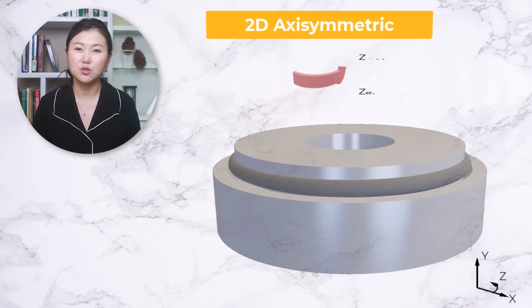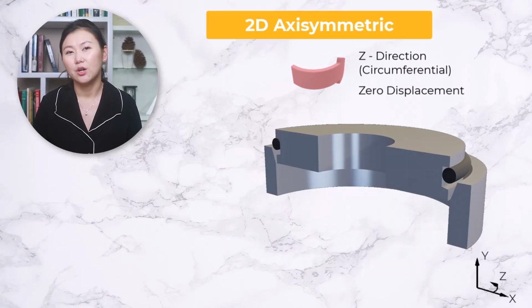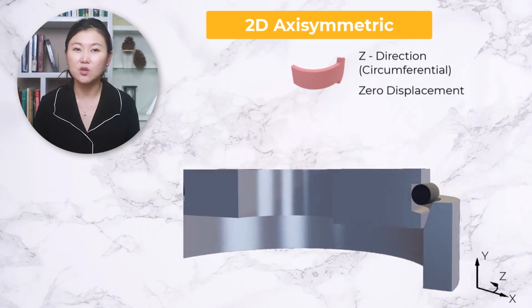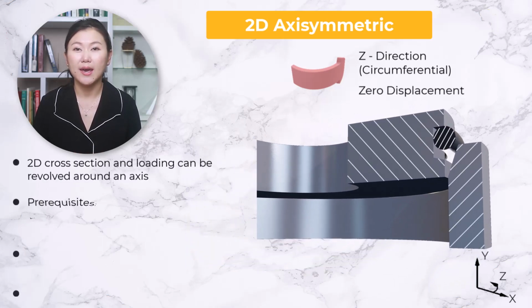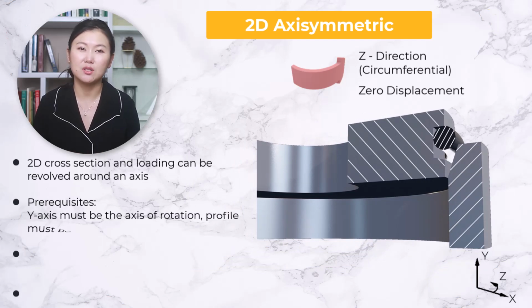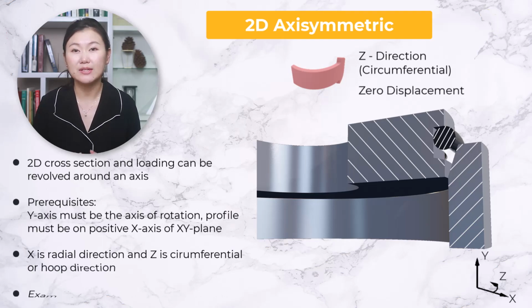Another widely used 2D analysis type is 2D axisymmetric analysis. When the 2D cross-section and its loading can be revolved around an axis to represent the 3D model, an axisymmetric analysis can be used. We need to pay special attention to the prerequisites to perform this type of analysis.